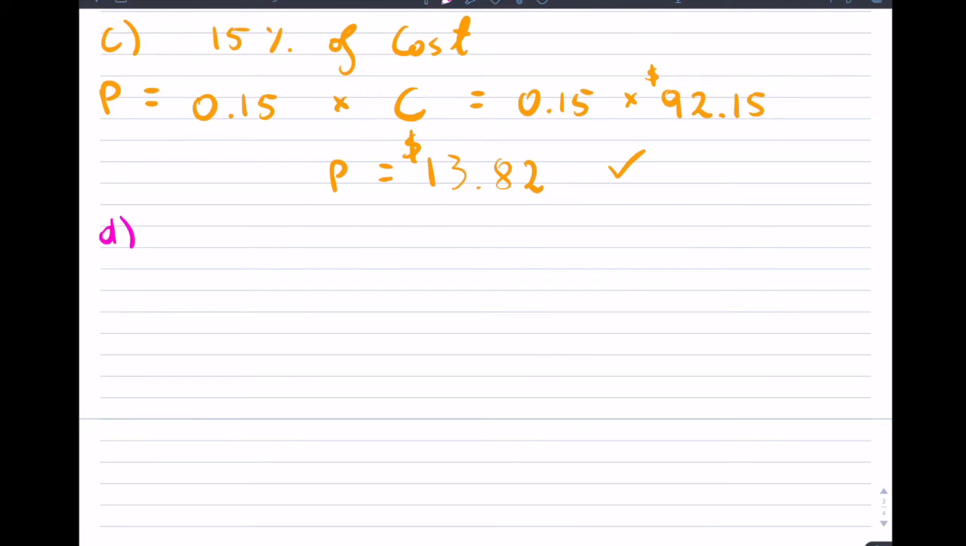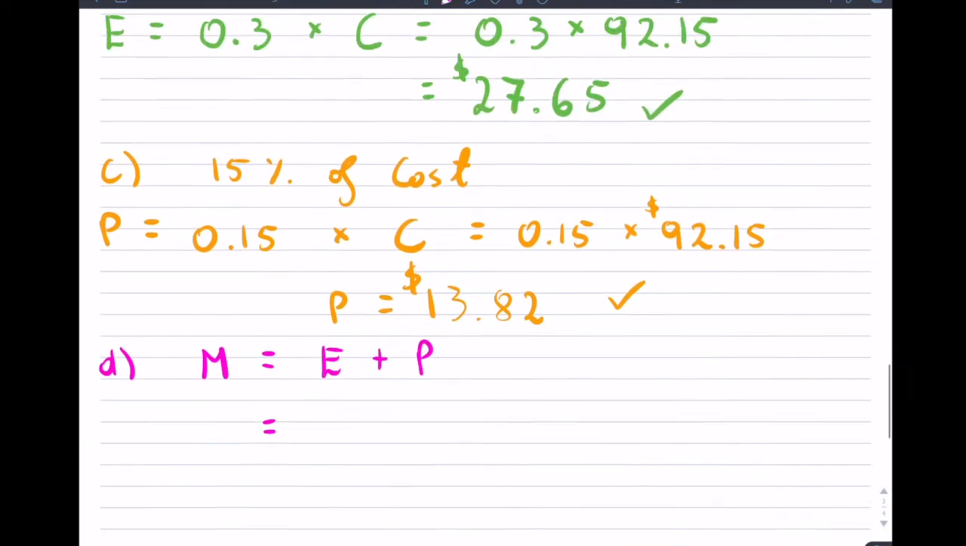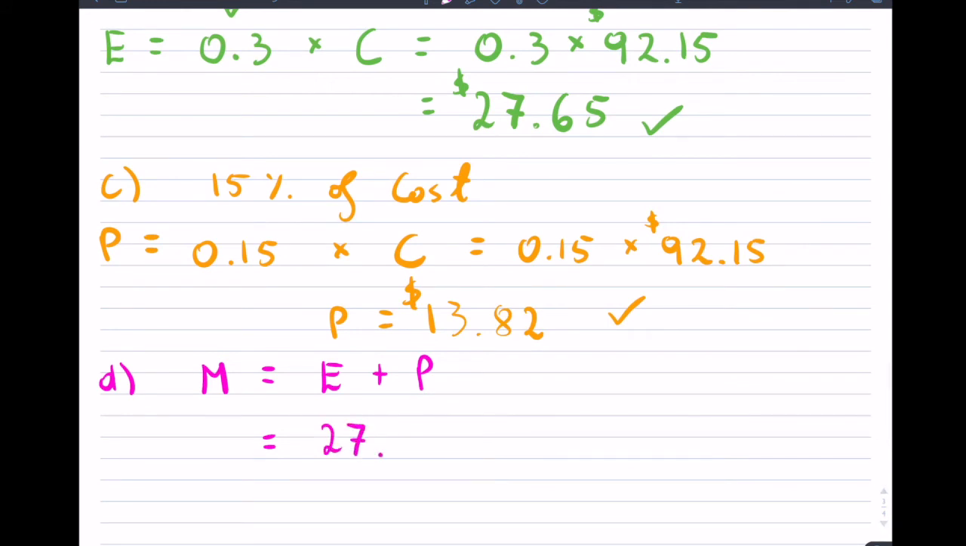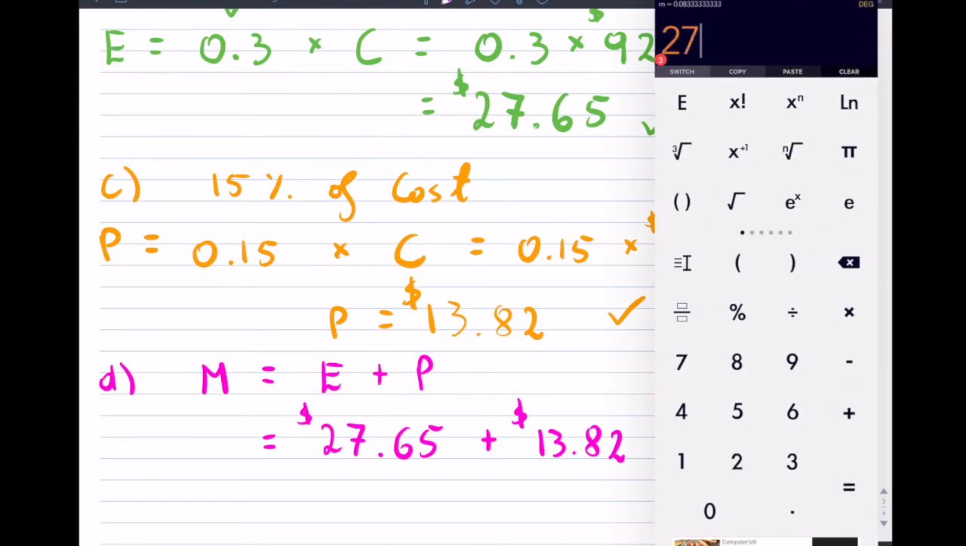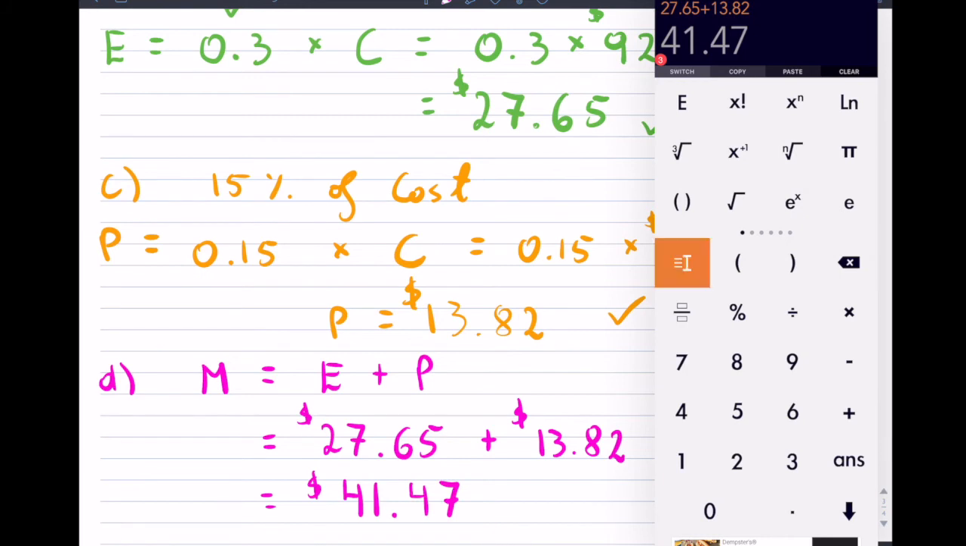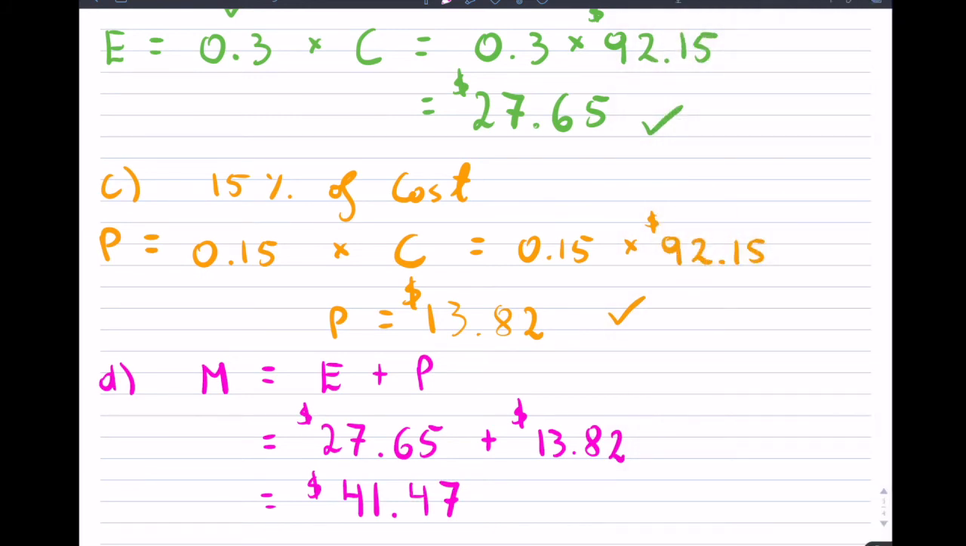So my markup is equal to my operating expenses plus the profit. Now, my operating expenses, if I scooch up here, was $27.65, and my profit was $13.82. So now adding these up, 27.65 plus 13.82 gives you a markup of 41.47. And that completes part D.